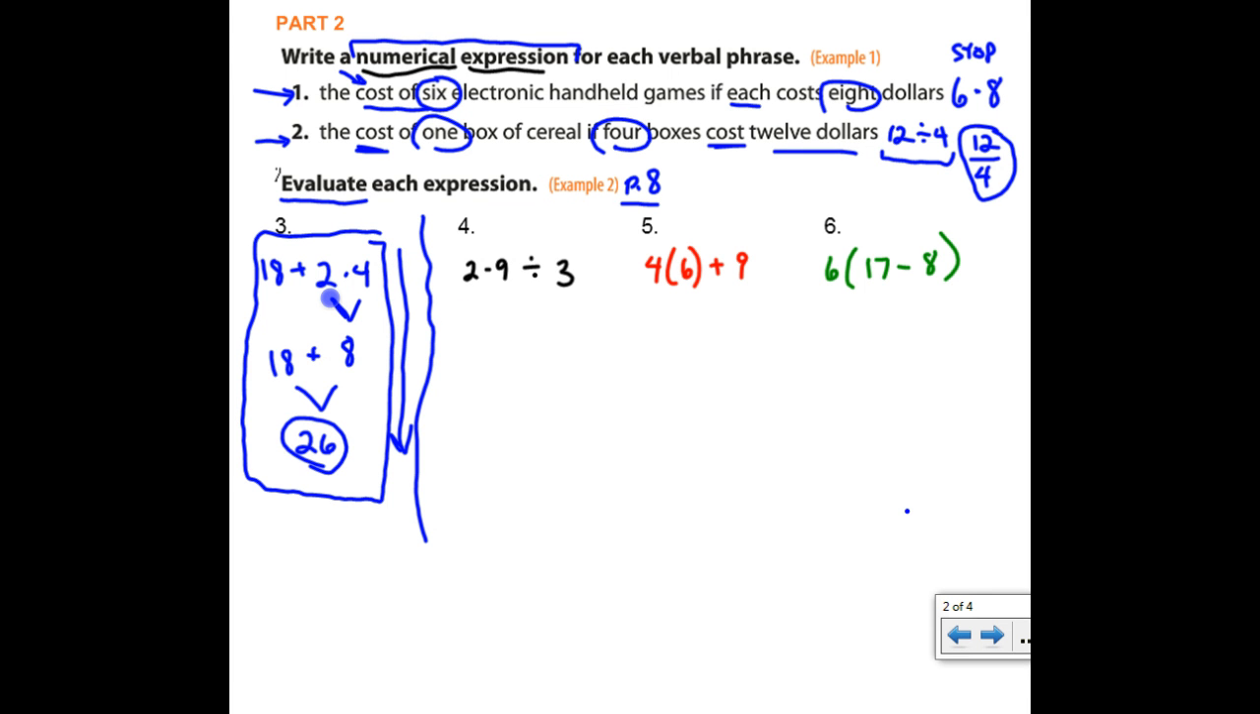This arrow here shows me where this 8 came from. You went 2 times 4. Let's look at number 4. All right, I have multiplication and I have division. So which comes first?